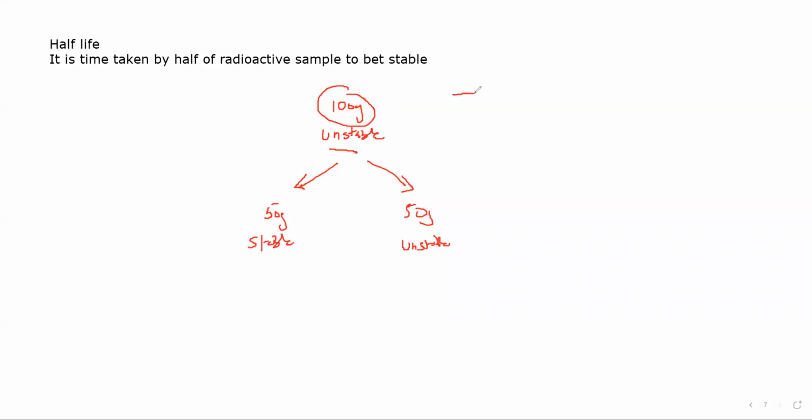So the time it takes to change half of its original value to be stable, that time interval is known as half-life. From the name you can understand, half, and life here refers to time. So half time, or half-life. Example, if this 100 gram changed to 50 gram stable and 50 gram unstable in 4 days, what is the half-life? What is the half-life of this sample?